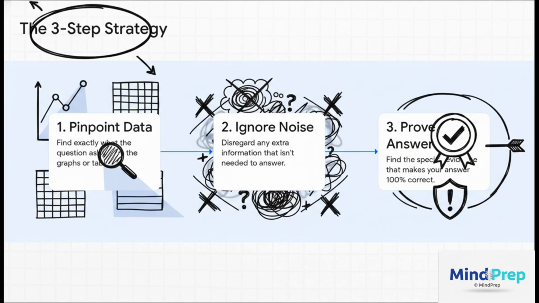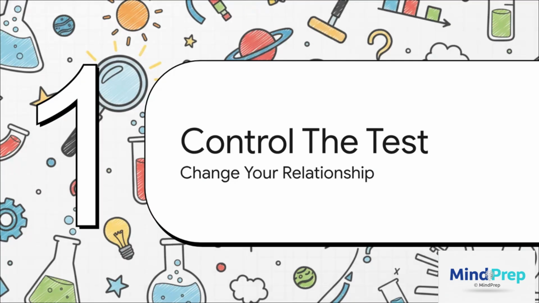First, you read the question and you pinpoint exactly where the answer is going to be. Which chart, which column. Second, you consciously ignore all the other text and data that's just there to distract you. And third, and this is the most important part, you find the concrete proof, the number, the sentence that makes your answer undeniably 100% correct. No guessing allowed.